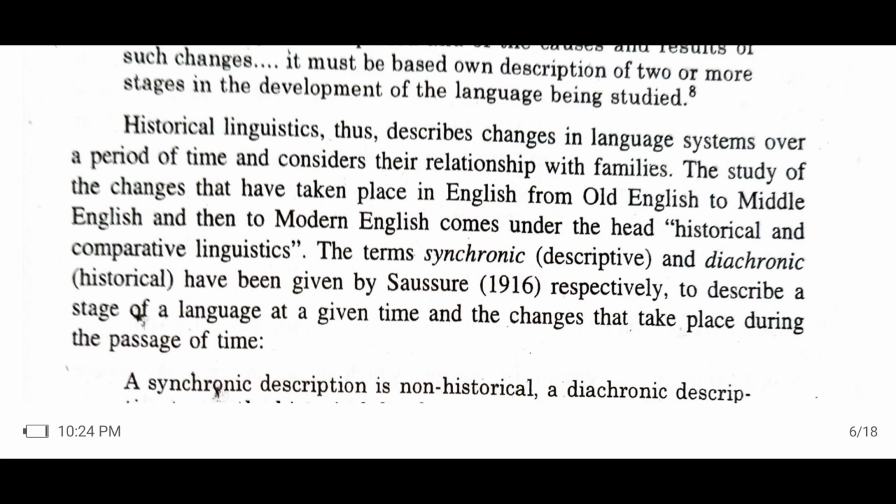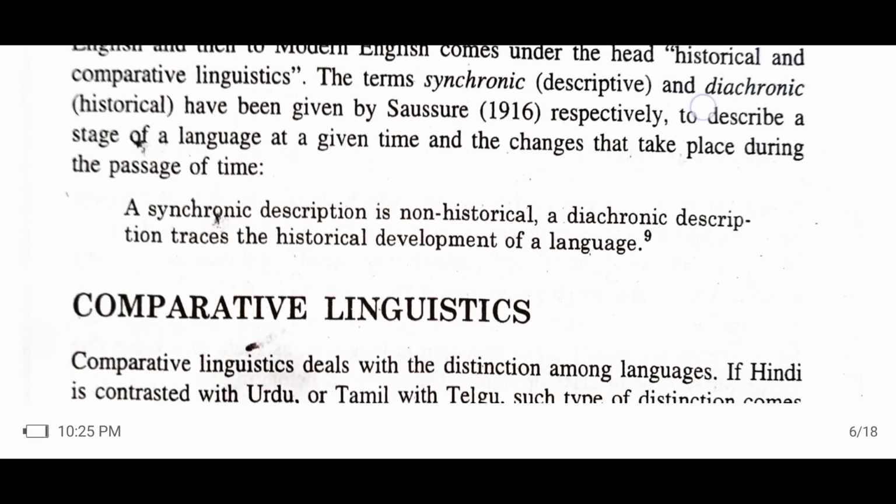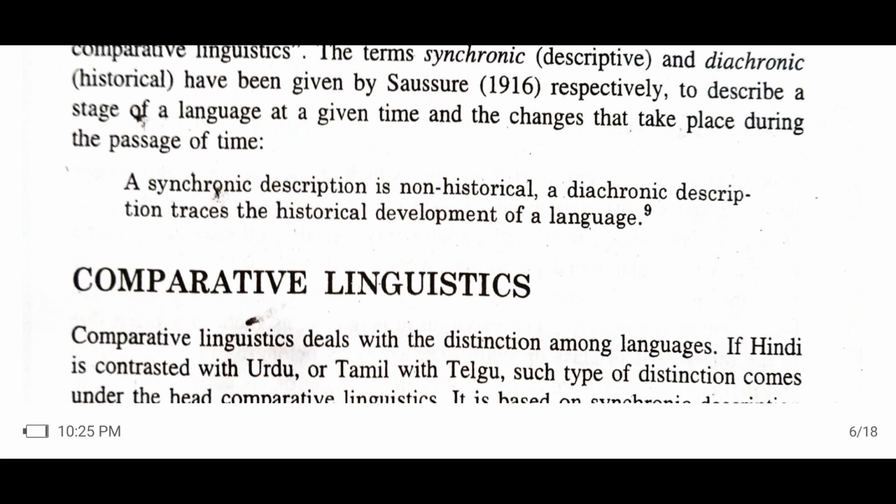The terms synchronic, descriptive and diachronic, historical have been given by Saussure respectively to describe stages of a language at a given time and the changes that take place during the passage of time. A synchronic description is non-historical. A diachronic description traces the historical development of language.